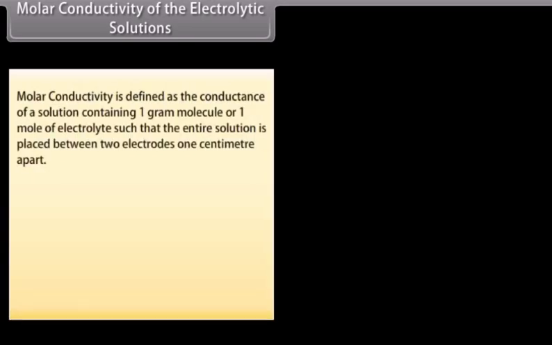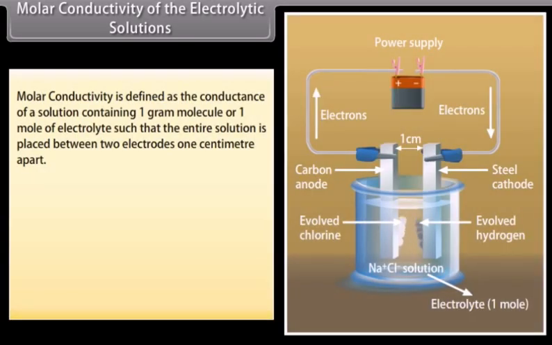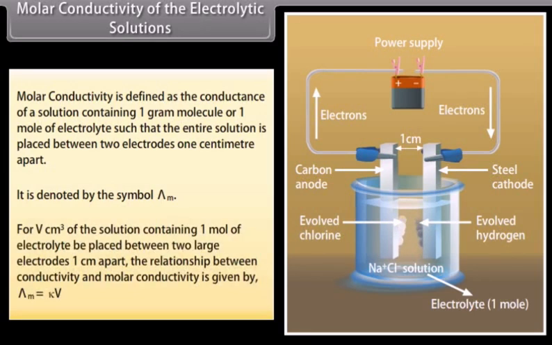Molar conductivity of the electrolytic solutions. Molar conductivity is defined as the conductance of a solution containing 1 gram molecule or 1 mole of electrolyte, such that the entire solution is placed between 2 electrodes 1 centimeter apart. It is denoted by the symbol lambda m. For V centimeter cube of the solution containing 1 mole of electrolyte placed between 2 large electrodes 1 centimeter apart, the relationship between conductivity and molar conductivity is given by lambda m is equal to the product of kappa and volume.